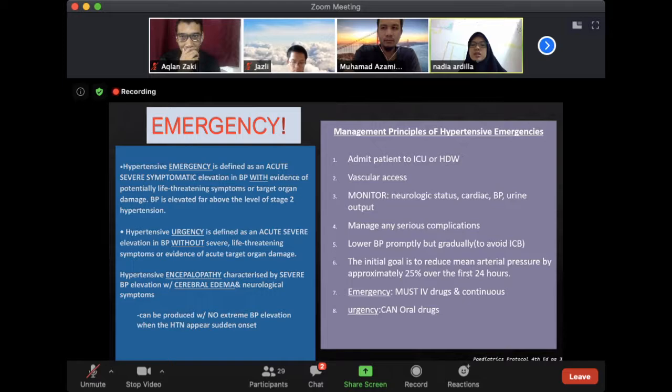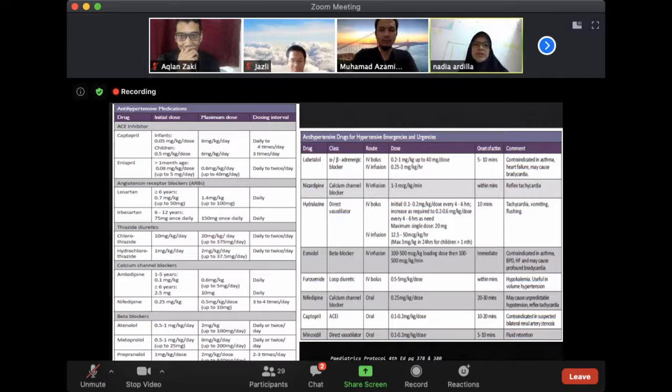These are among the drugs that we use in kids with hypertension: ACE inhibitors, angiotensin receptor blockers, thiazide diuretics, calcium channel blockers, and beta blockers. For hypertensive emergency, we usually use labetalol, nicardipine, hydralazine, esmolol, furosemide, nifedipine, captopril, and minoxidil. About the doses, you can read them afterwards in the PICS protocol. All these are in the PICS protocol.